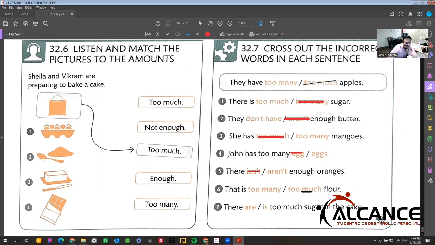Flour. There is too much flour. Se usa también much porque no se puede contar and it's not separated. Too much sugar in the cake. There is too much sugar in the cake. So, como no se puede contar el azúcar, we use is, como habíamos dicho. Espero que les ayude y ahí me dicen si tienen alguna pregunta.